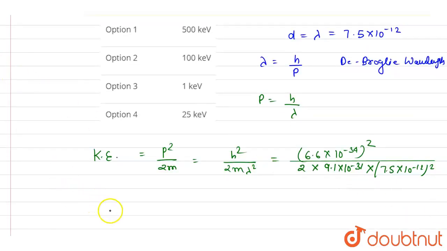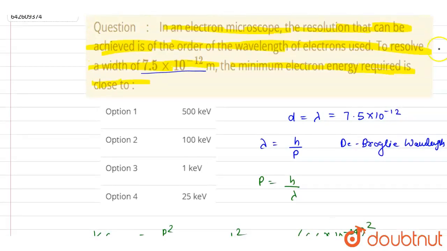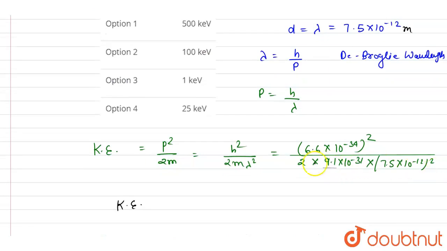So as you solve this, you will get the kinetic energy equal to, so if you see here, this will be the energy in joule, right? All the quantities we have taken are in SI units: h is in joule second, mass is in kilogram, and this de Broglie wavelength is in meter. So you will get the energy in joule.